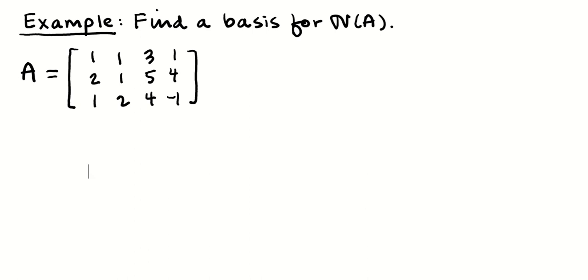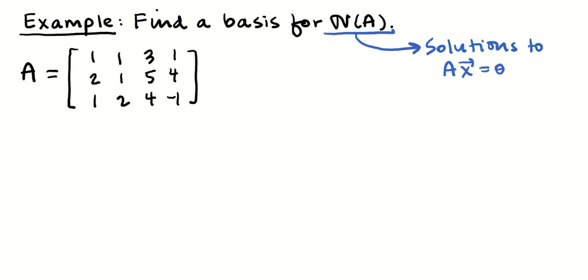All right, so let's work an example. Let's find a basis for the null space of A. Now, I'm sure you remember that when you are asked about the null space of A, you are thinking about the solutions to the equation Ax equals 0. And so what we're going to do is take A, augment it with 0, and row reduce.